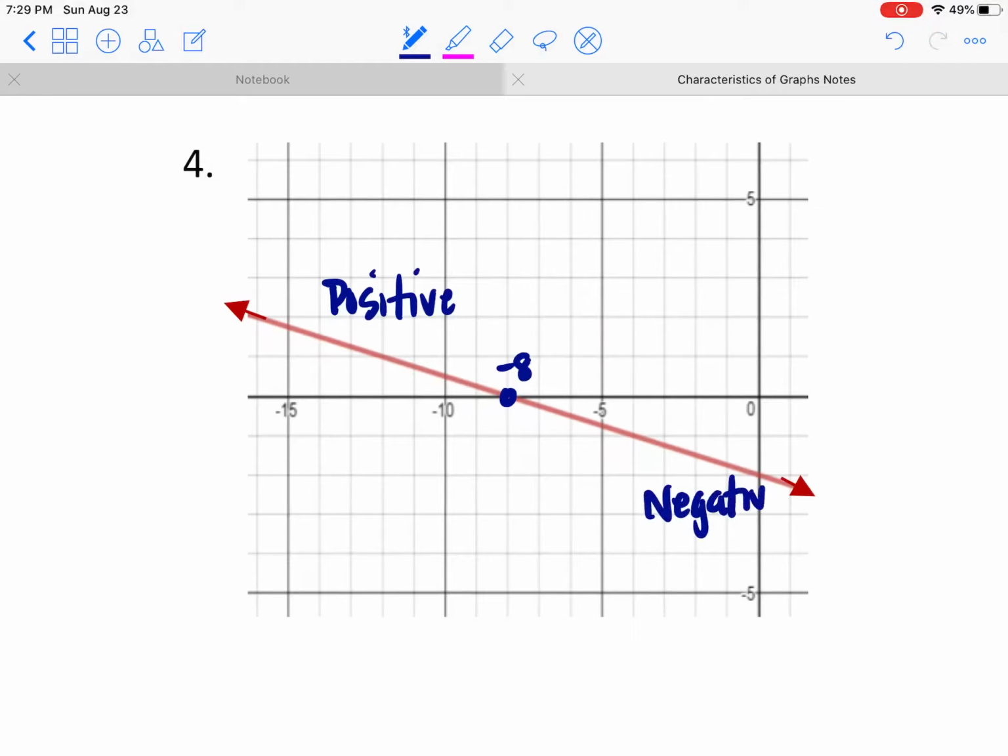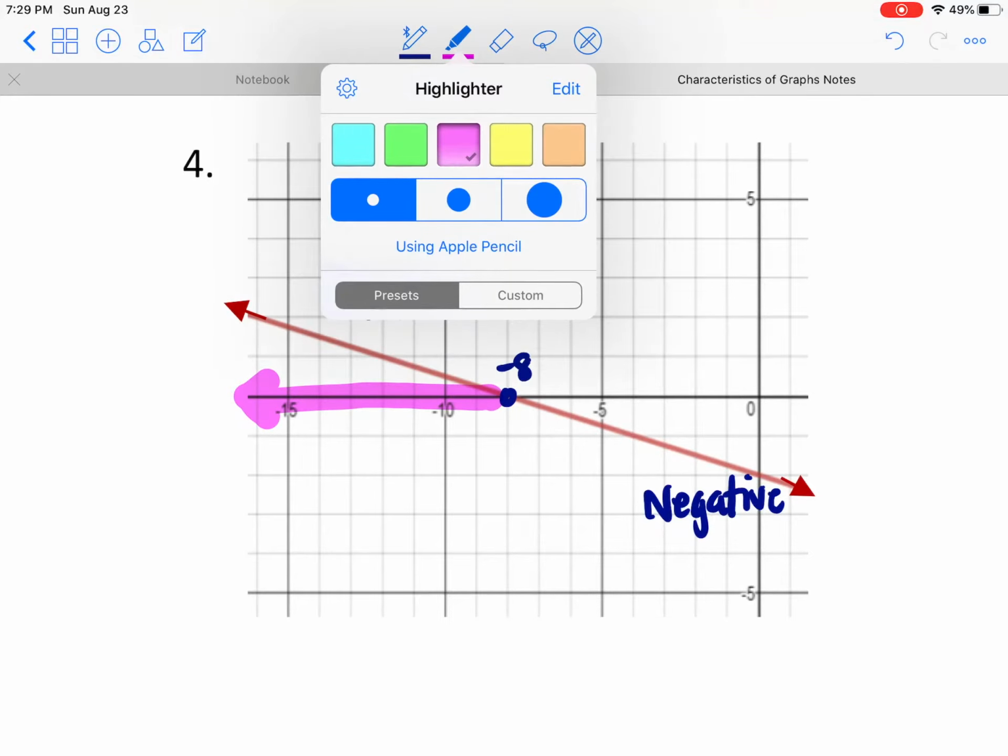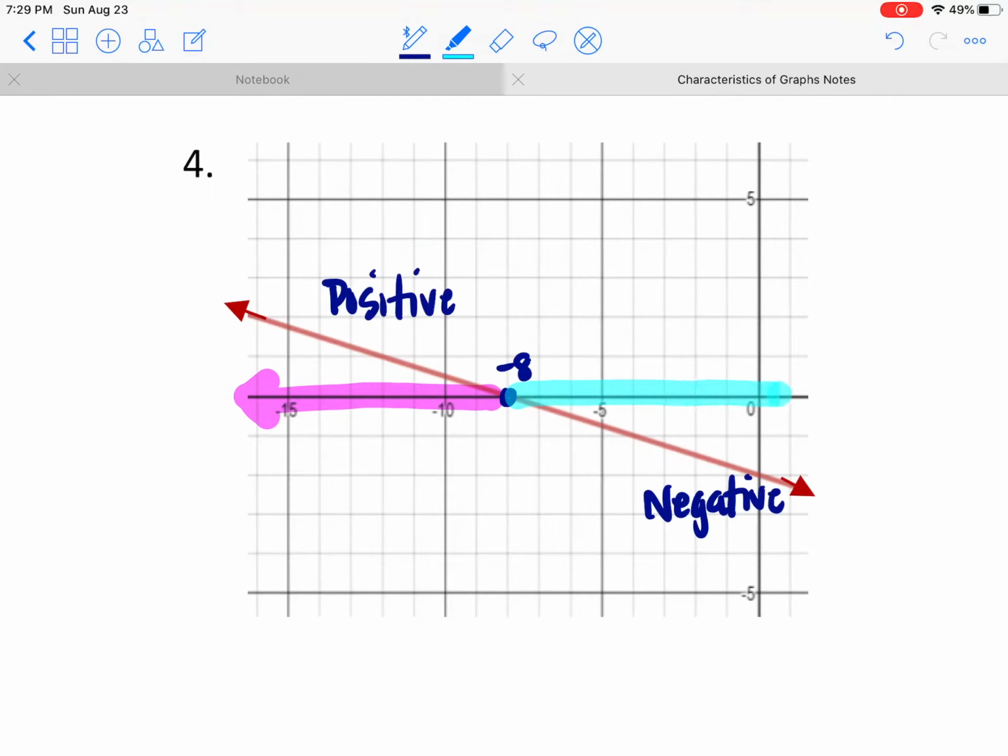Has nothing to do with whether it's increasing or decreasing. It's just where is it, okay? So this first interval that is positive is happening here, and the next interval that is negative is happening here.